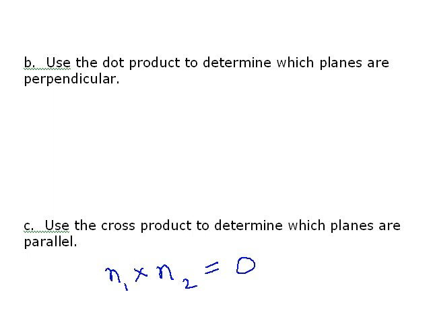2 vectors that are parallel have a cross product that's 0. What happens if the planes are perpendicular? If the planes are perpendicular, then the normals are perpendicular, and you can use the dot product here. And that will be 0. So instead of worrying about the planes, to determine whether the planes are perpendicular or parallel, all you have to do is look at the normals and determine if they are parallel or perpendicular.